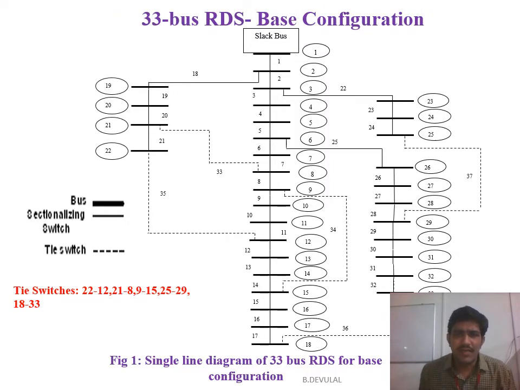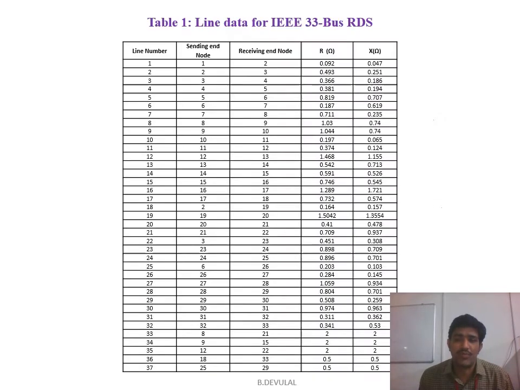This is the 33 bus radial distribution system base configuration. In this case we are using the slack bus, or reference bus, or voltage bus. The thick wire shows the buses, the thin wire shows the sectionalizing switches, and the dotted line shows the tie switches. So this is the 33 bus system, and we find the voltage stability index by applying the load flow analysis. And we can find the voltage drop, and which bus has the highest voltage drop.